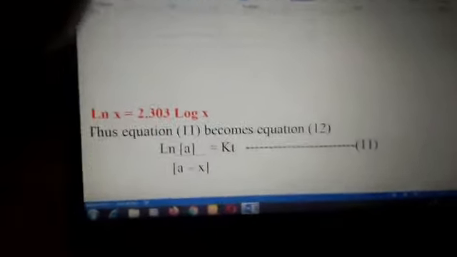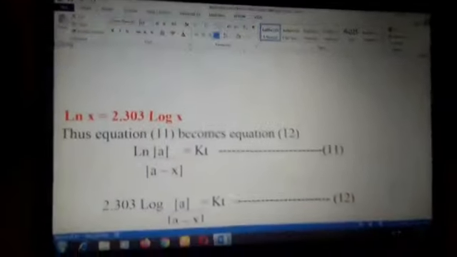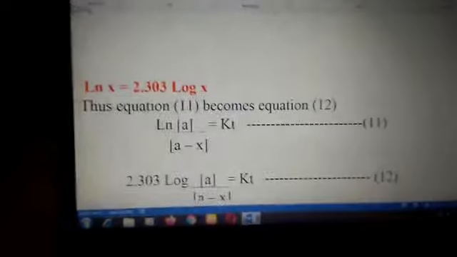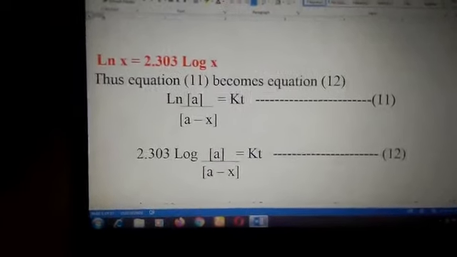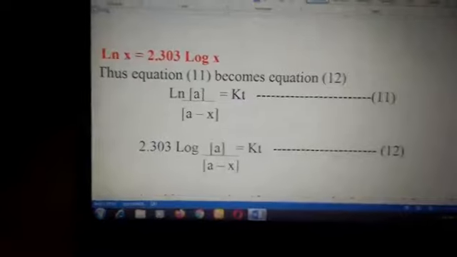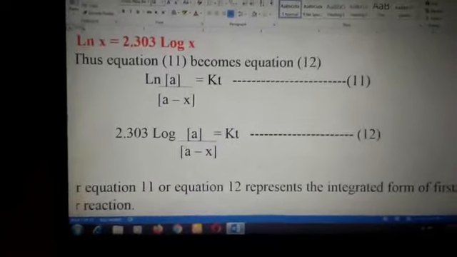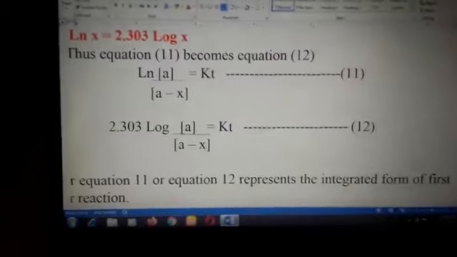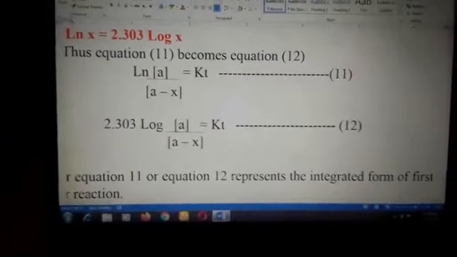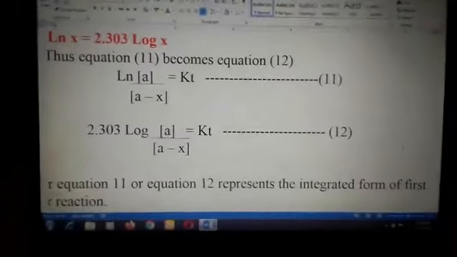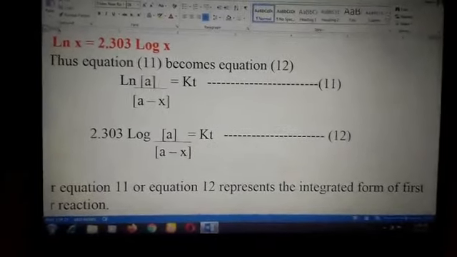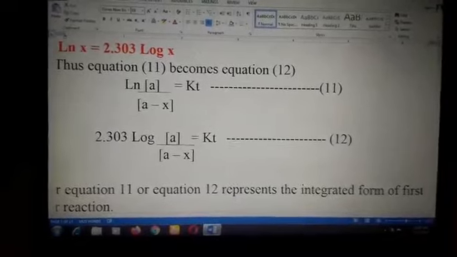So look at equation 11, the one we derived above. It's also written for you again. Ln a all over a minus s equal to kt. We are going to change that ln to log. Wherever we see ln, we replace it with 2.30 log of the number. So that ln is changed to 2.30 log. Look at the connection between equation 11 and equation 12. So ln was replaced with 2.30 log. So that is it. Equation 11 and equation 12 are the integrated form of first order kinetics.